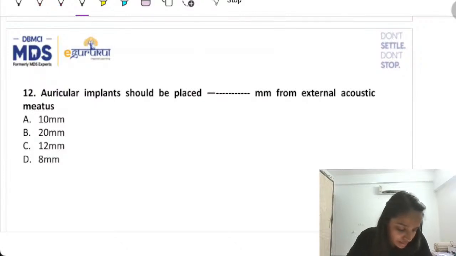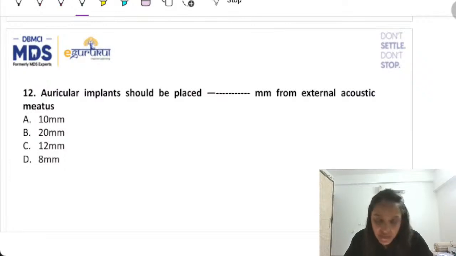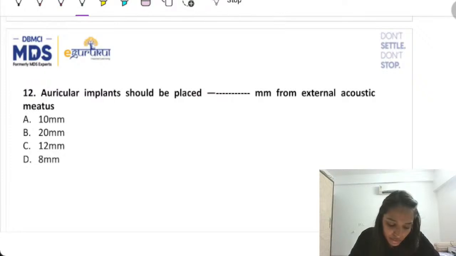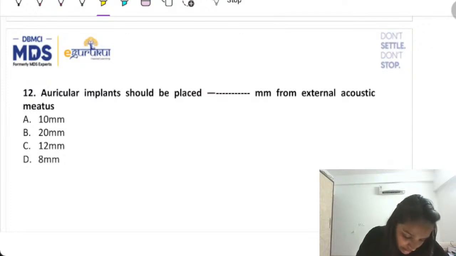Now, auricular implants. Auricular implants should be placed how many millimeters from external acoustic meatus? Last time what we had discussed is distance between two auricular implants, which was 15 millimeters. Now what we are discussing, how many millimeters it should be away from external acoustic meatus? Correct answer is 20 millimeters.